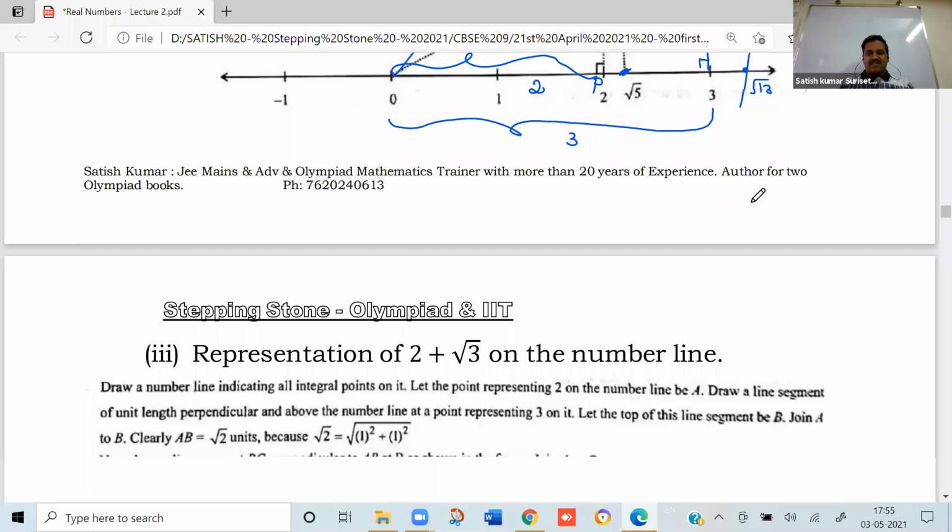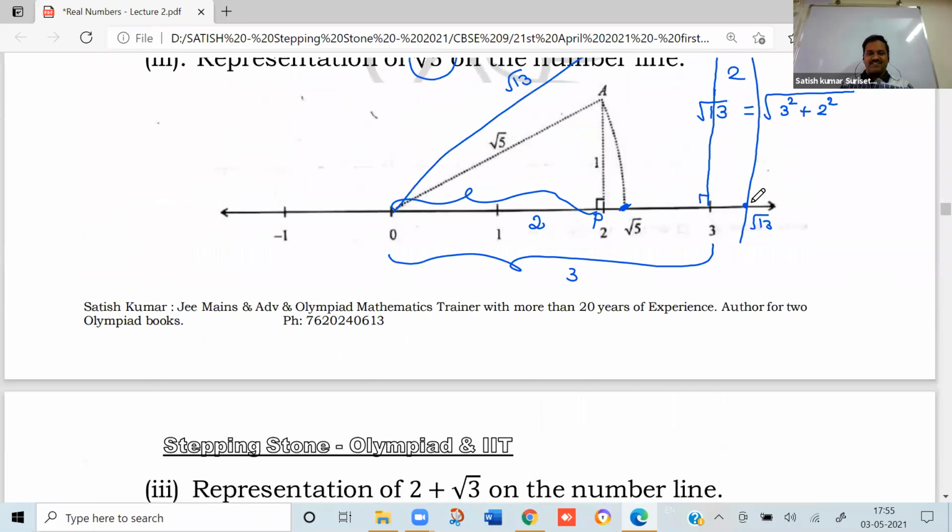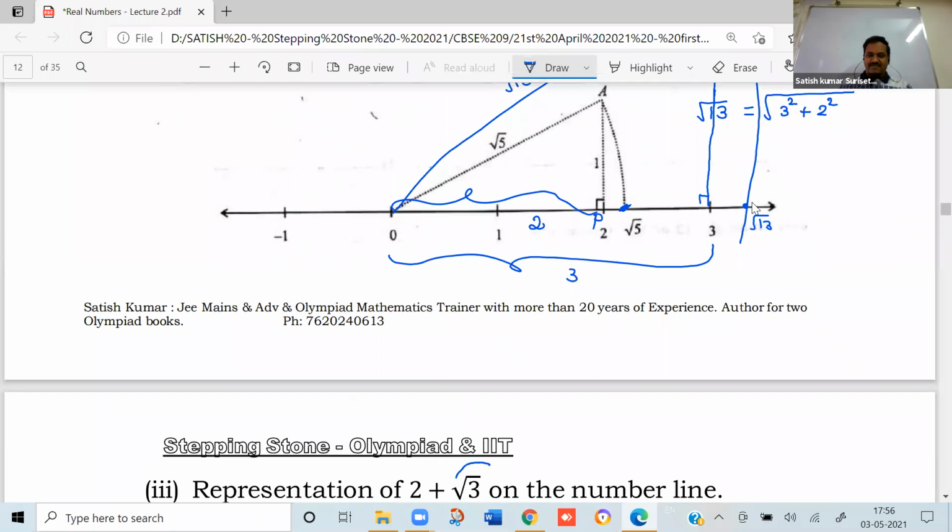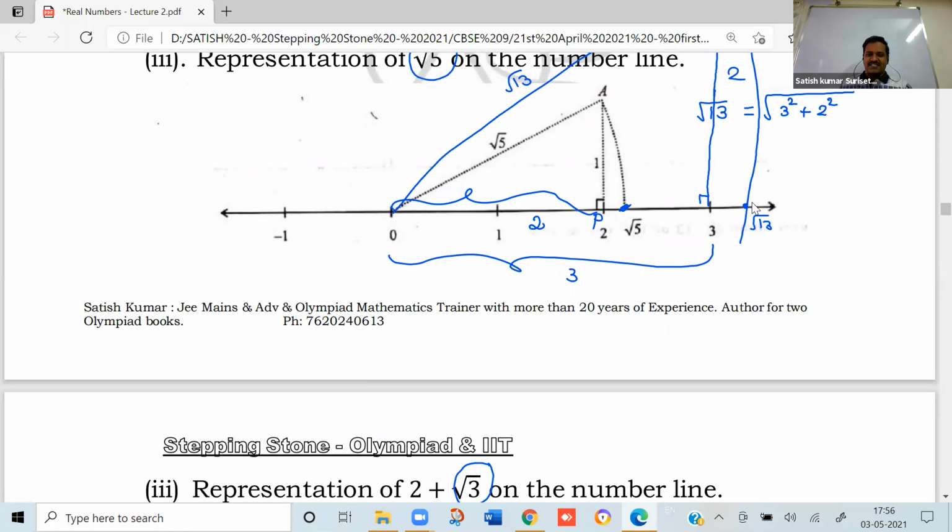Now, representation of 2 plus root 3 on the number line. How to represent 2 plus root 3 on the number line? Previously, we have discussed how to represent root 3. Then when we want 2 plus root 3 on the number line, how to do it? There is a small difference from the previous derivation for root 3 and 2 plus root 3. If you want, I will show you again.